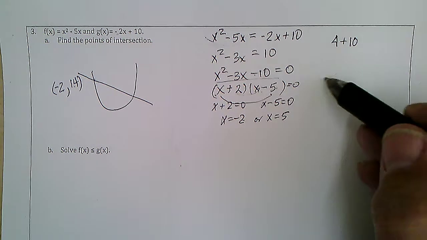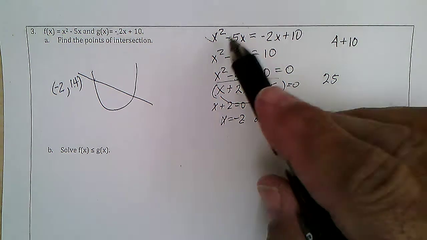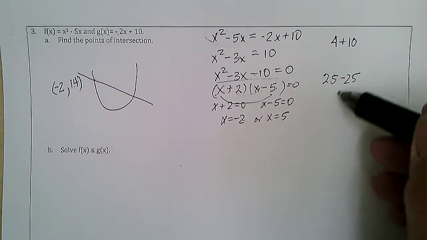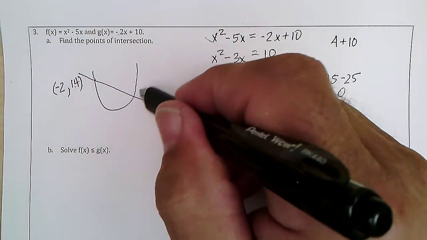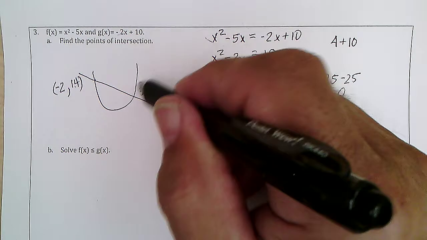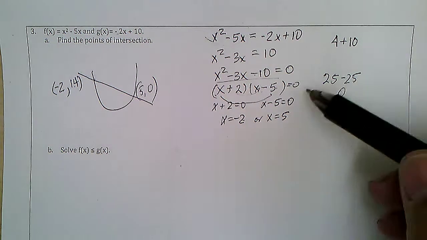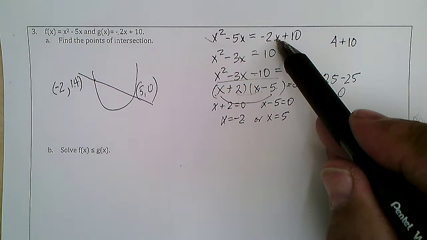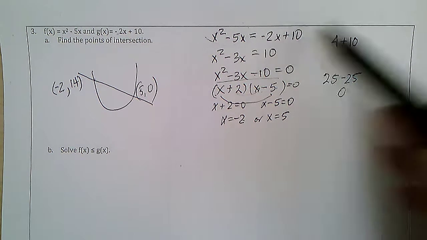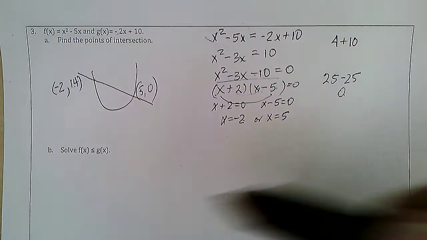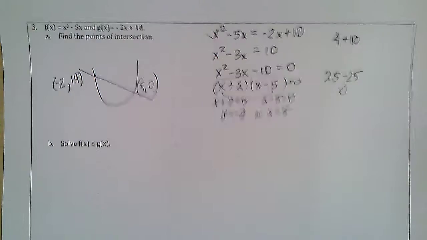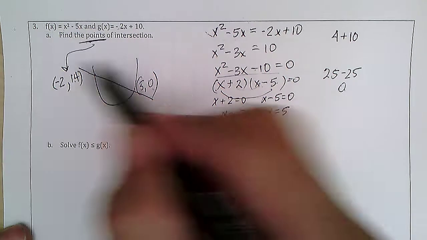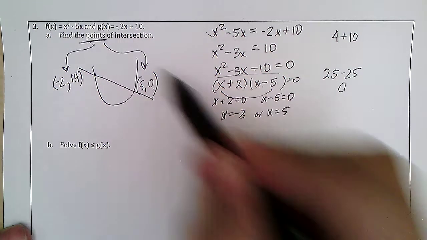Then we'll do the 5. 5 squared is 25. Minus 5 times 5 is 25. So that's 0. So it looks like we got 5, 0. Let's try the other side. -2 times 5 is -10 plus 10 is 0. So that checks. So now I have points, not just the x part of the points.